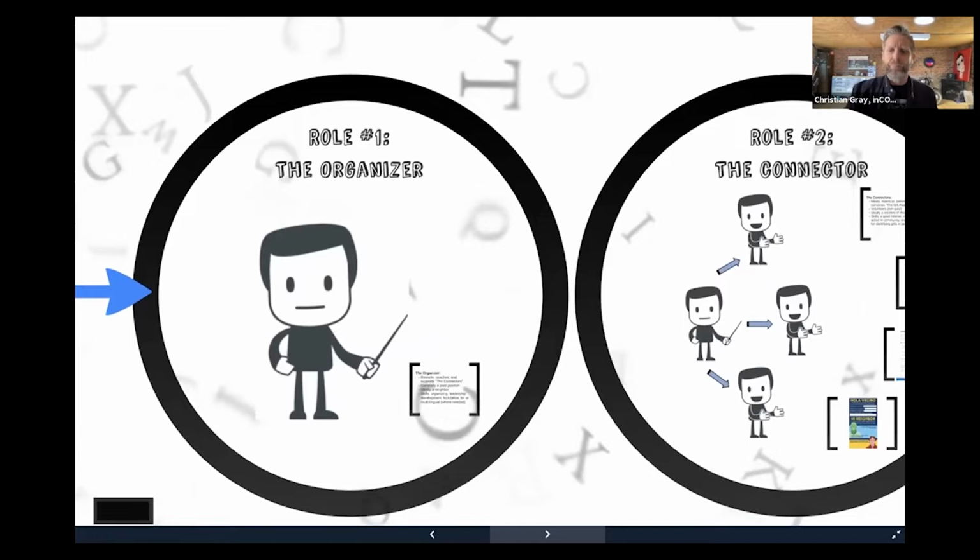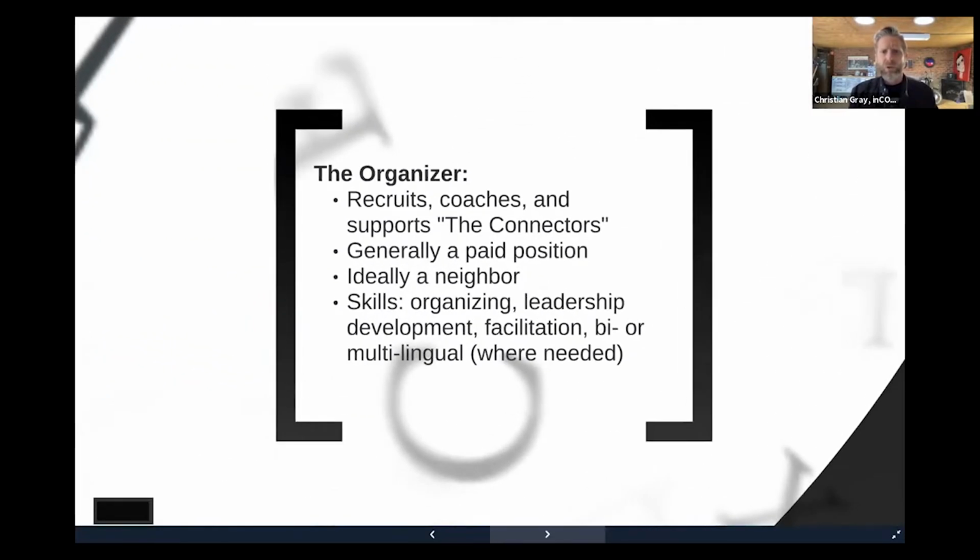So let's talk about the organizer. The organizer recruits, coaches, and supports the block connectors. So these are the people that really help to equip the connectors on each of the blocks. They're generally a paid position, but depending on your context, maybe this is you. Maybe you're just working on a block or two and you can be the one that's really enlisting the block connectors to get moving in the community. Ideally, this is a neighbor. In fact, ideally with everything in terms of asset-based community development, you're working with neighbors or there are neighbors leading the effort. And skills are organizing, leadership, facilitation, preferably some sort of bilingual or multilingual skills so you can engage a broad subset of leadership.